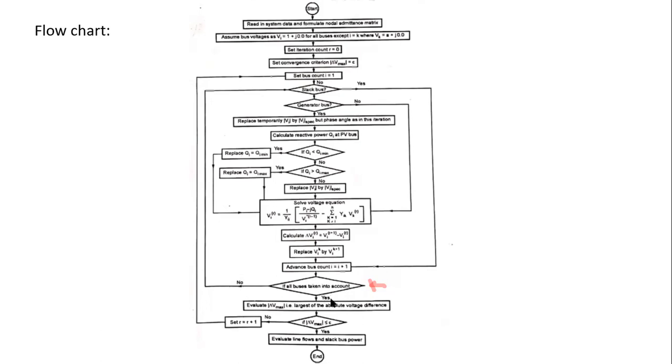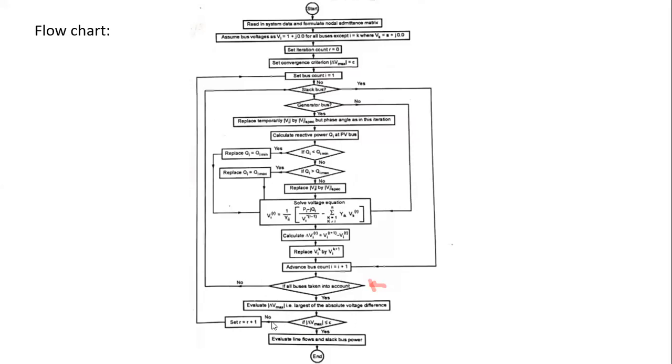After that, it will be satisfied. Then evaluate the delta V maximum, the largest of the absolute voltage values. Then it is satisfied if delta V maximum is less than the epsilon value. Then evaluate the flow and the slack bus.